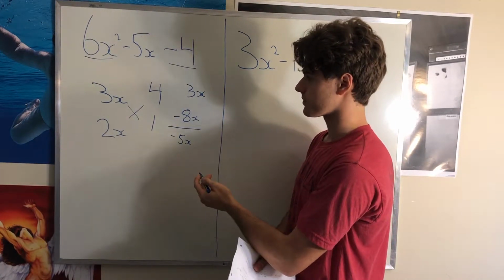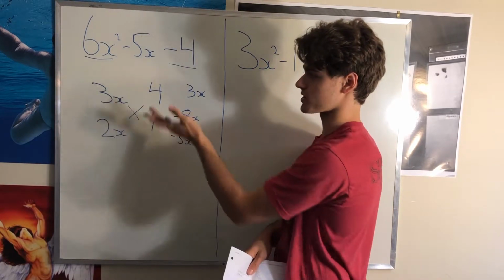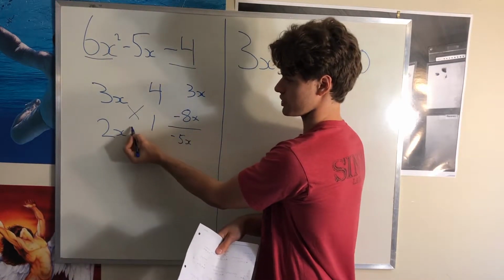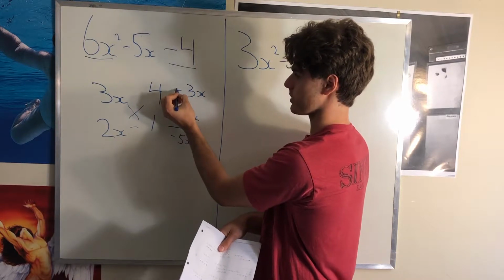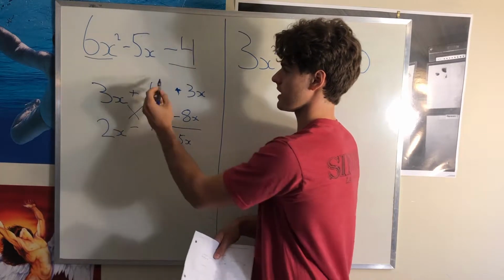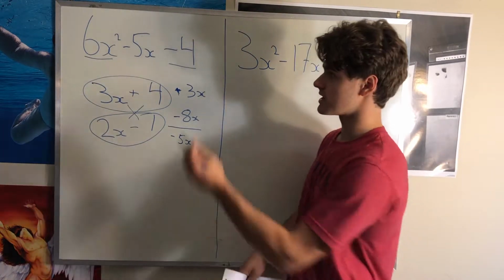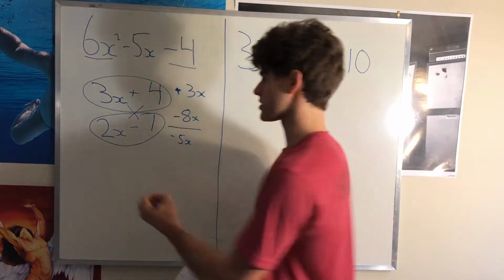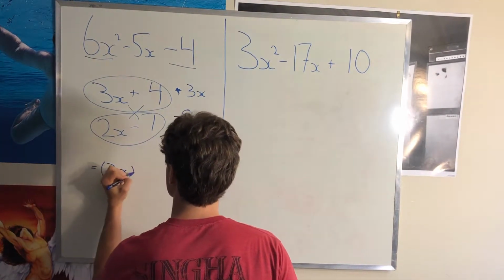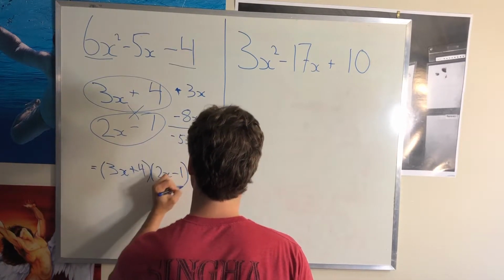So now that we know this, we know that this was the correct setup. These are our factors, the horizontal rows. And since we put a negative sign in front of this 8x, we're going to just put a negative sign here. And since this 3x was positive, we're going to put a plus sign here. And then these are the factors for the original expression. So 6x squared minus 5x minus 4 equals 3x plus 4 times 2x minus 1.